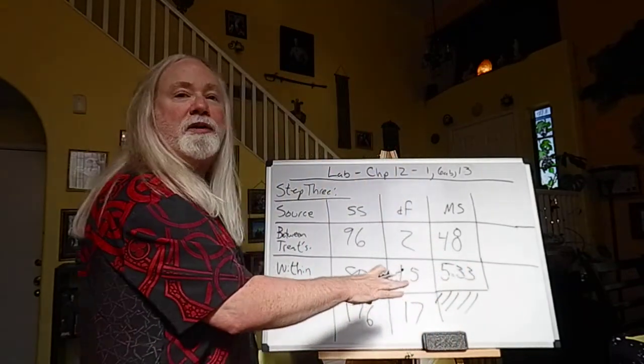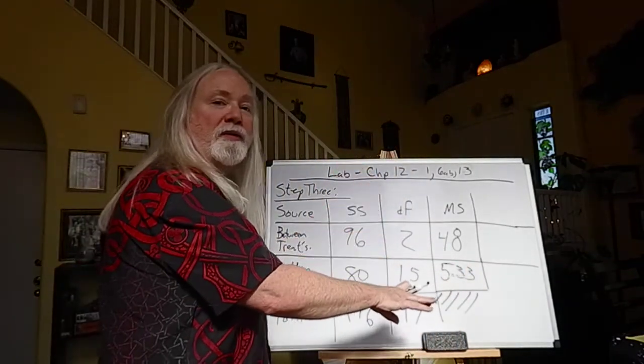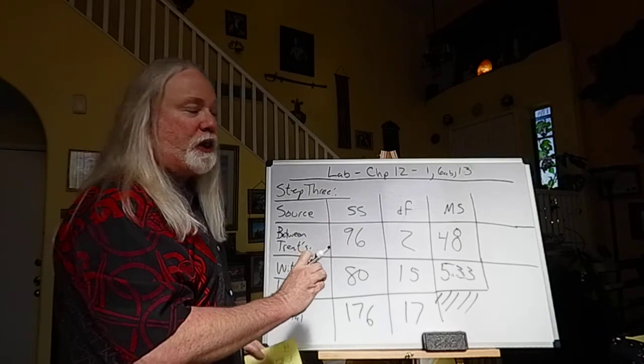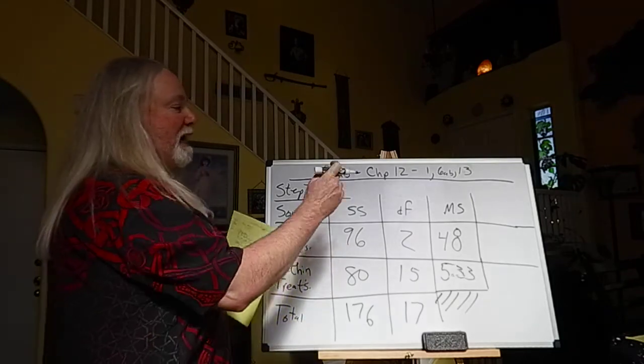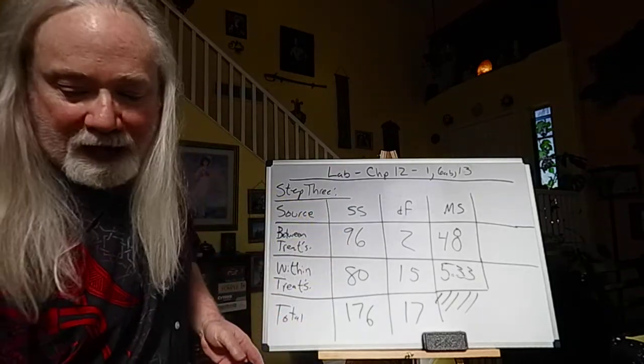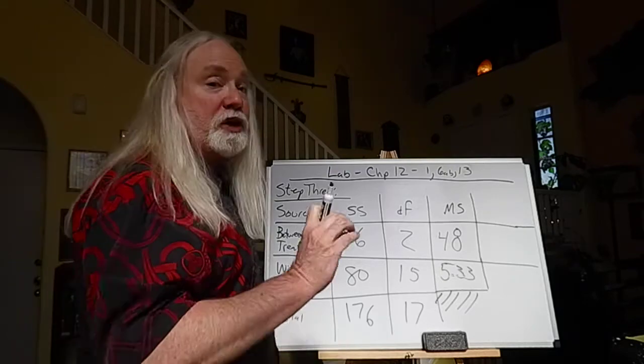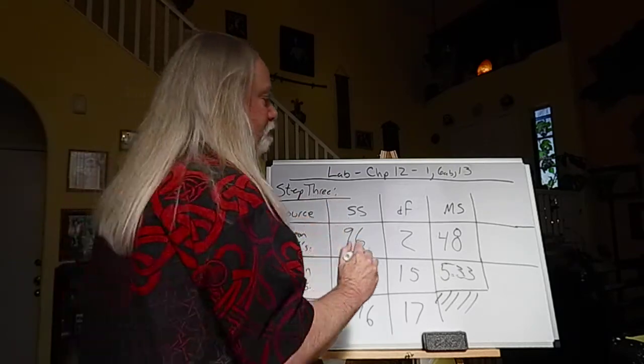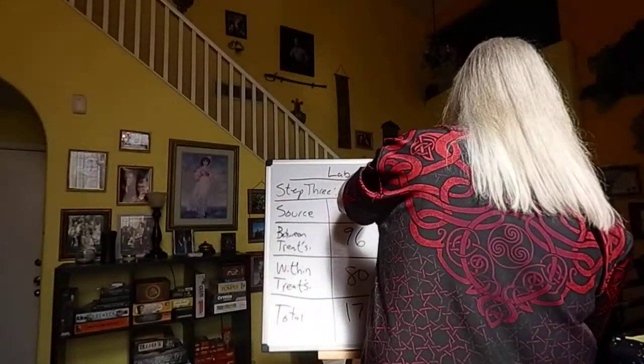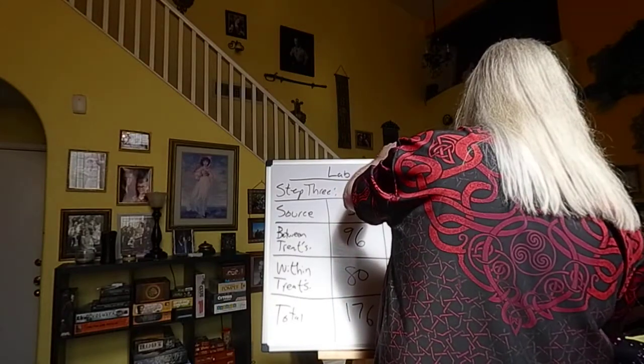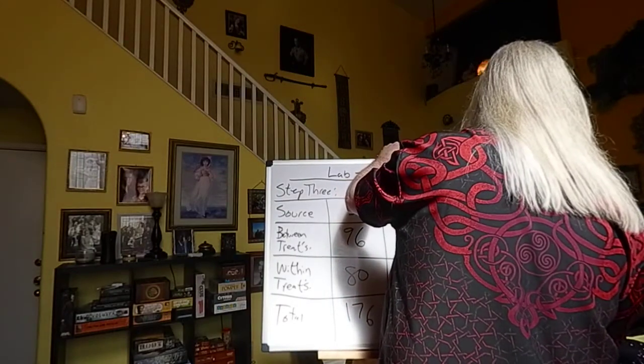Now remember, that's a rounded value. What do we do? We report rounded values, we calculate with the full thing. So we want to calculate our F ratio with the full value there, which could make a difference in your answer. So we have an F of 2 and 15.